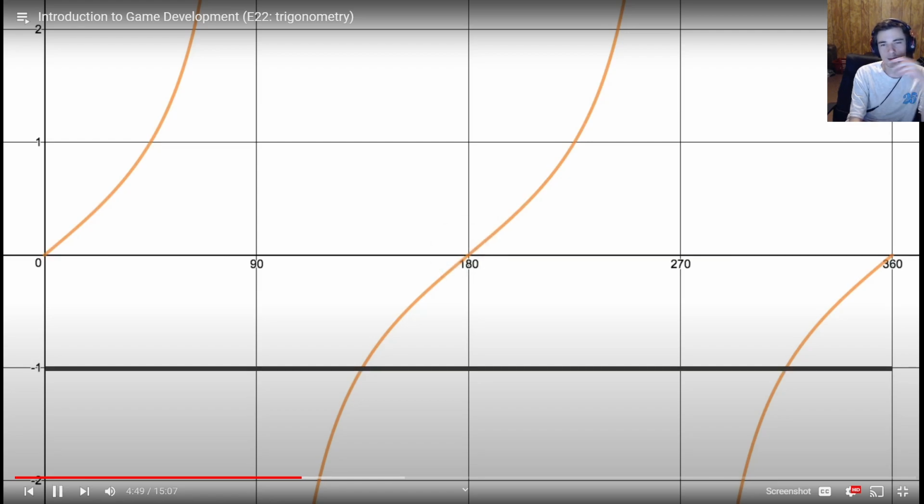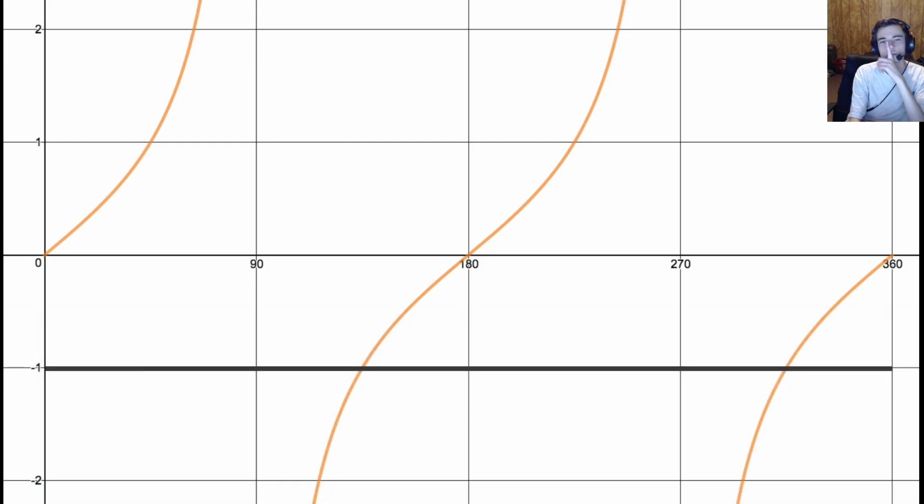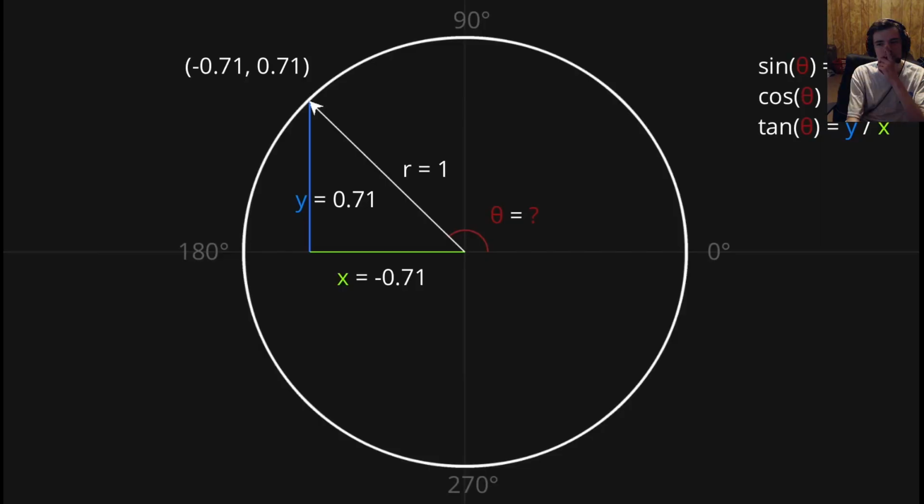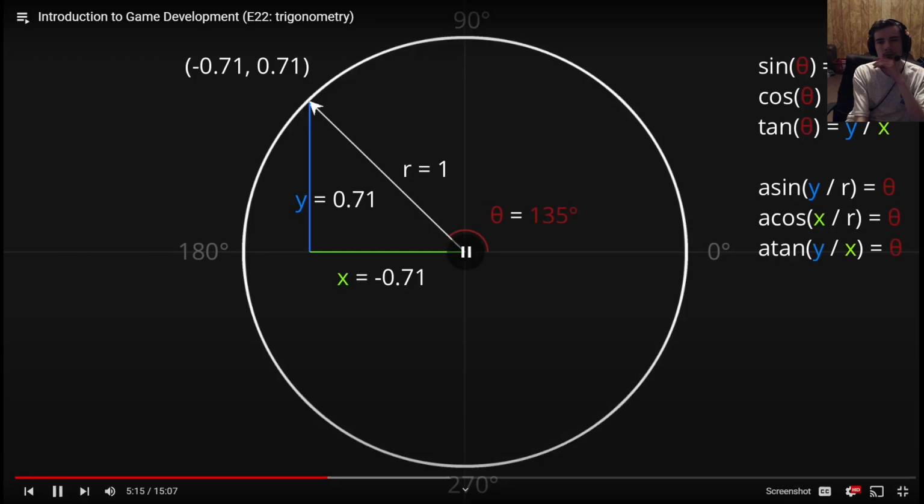Yes. Where tan theta is equal to -1 on the graph, we'll notice that there are two possibilities. Either theta is equal to 135 degrees, or it's equal to 315 degrees. In this case, we can tell by looking at the diagram that the correct one is 135 degrees. Now, obviously, you won't usually be manually looking up the answer on a graph. You'll instead use the inverse functions, which are arcsine, arccosine, and arctangent.